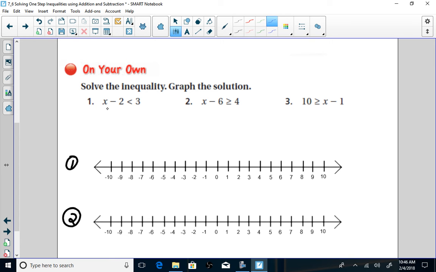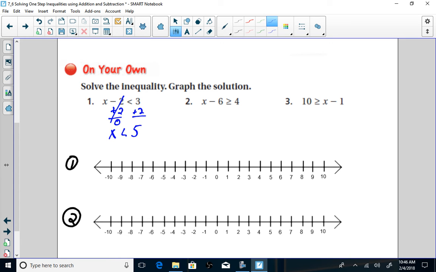First inequality says some number when we take away 2 has to be less than 3. I see subtraction. I use the inverse operation to find the solution. The inverse operation of subtraction is addition. So I want to add 2 to both sides of that inequality. On the left side of the inequality, those are opposites. That's going to be 0. I want you to write the 0. You're left with x on the left side of that inequality is less than 3 plus 2 is 5.